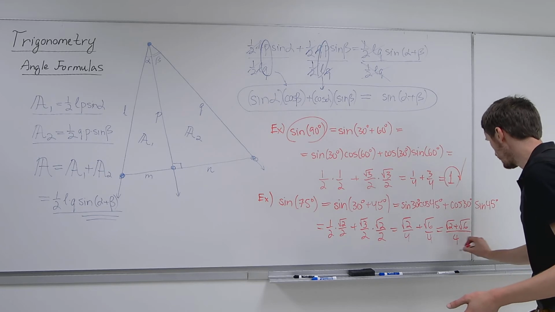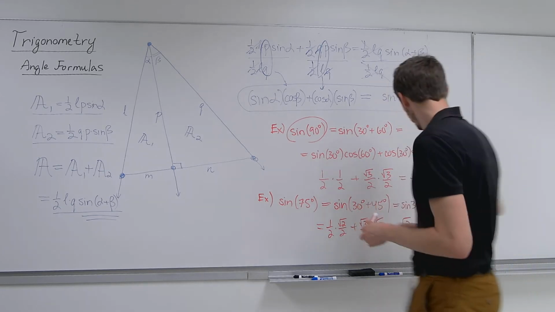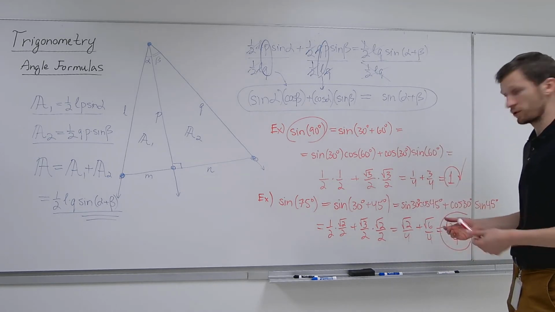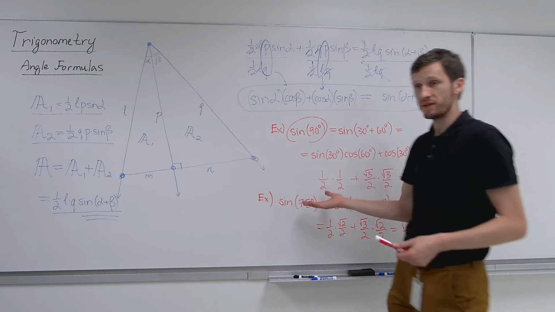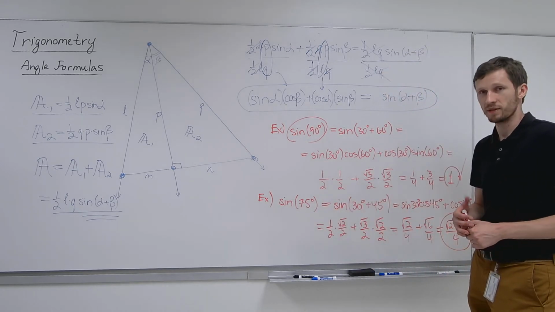And that's an interesting result. We never saw that before. And you can check on the calculator: try the number square root of 2 plus square root of 6, over 4, and then directly say sine of 75 degrees. You will get the same answer. It's kind of interesting. You'll see that.